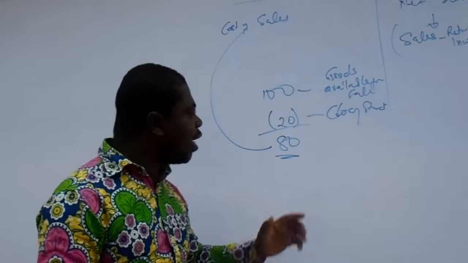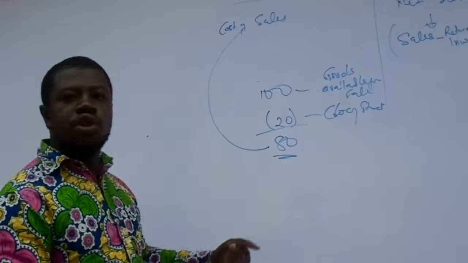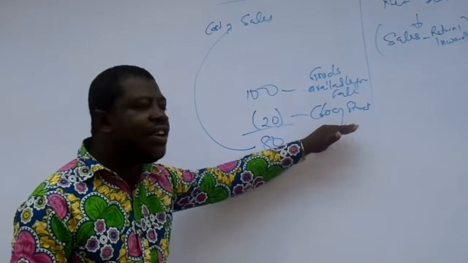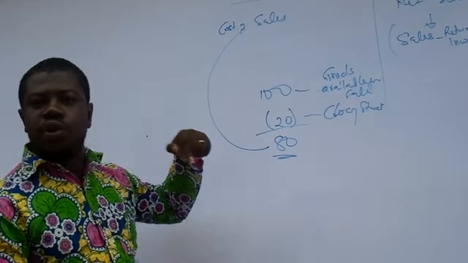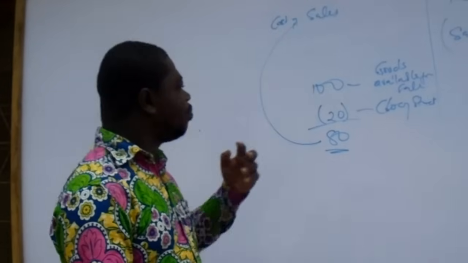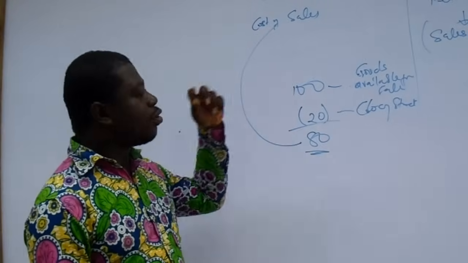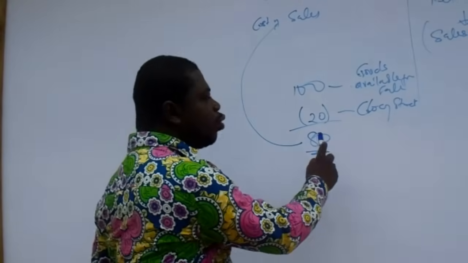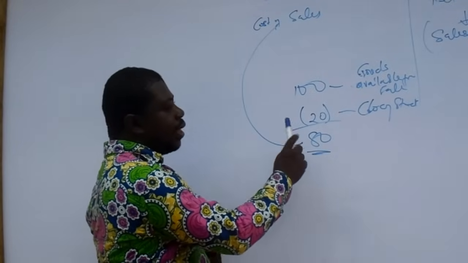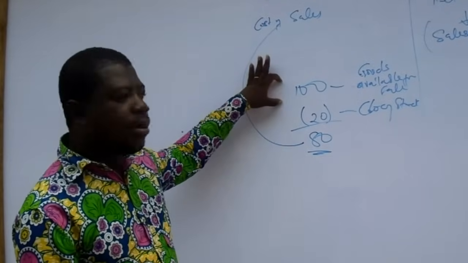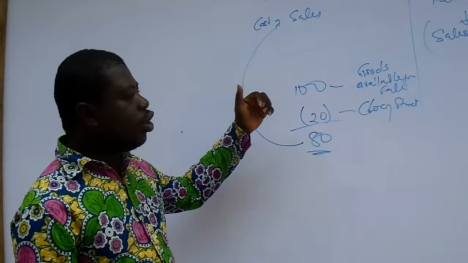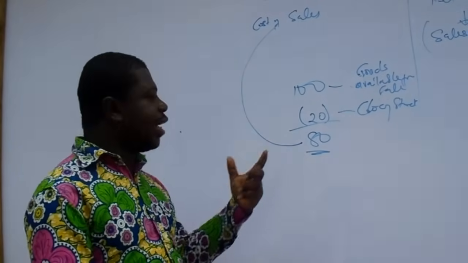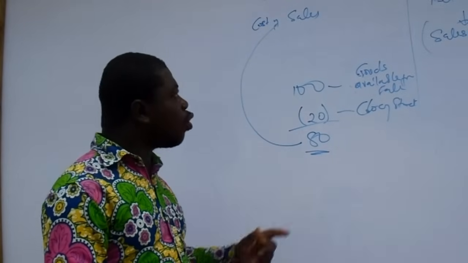And so before we determine our cost of sales, we should be able to take out the closing inventory or the closing stock from the goods that were available for sale. So this 80 is the cost of sales, like I said. And so you see, before you can get this 80, there should be goods available for sale. And then you take out what is remaining at the end to get the cost of sales.